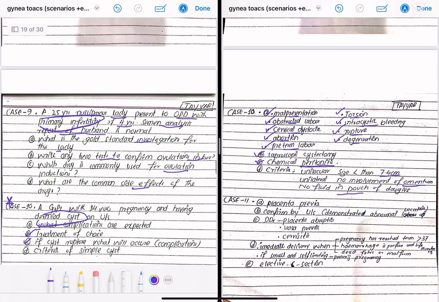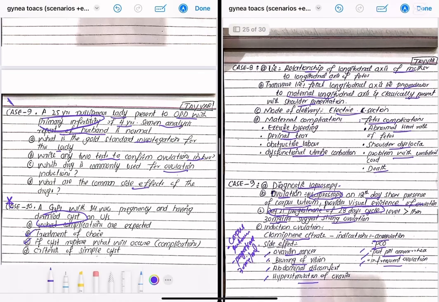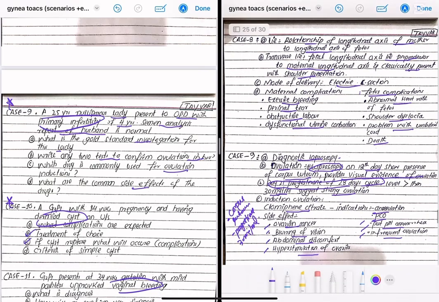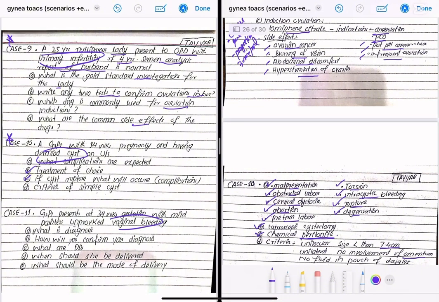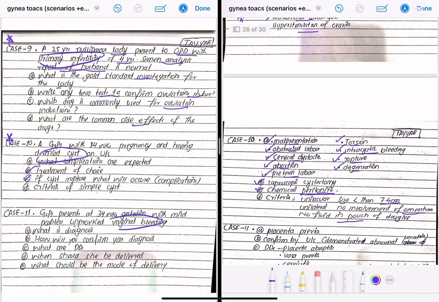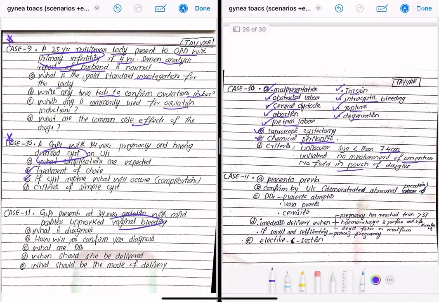So we have discussed case number 9, primary infertility, and case number 10, having dermoid cyst. So cystectomy is done, and if rupture occurs, peritonitis will occur, and the criteria of a simple cyst is that it is unilocular, size less than 7.4 and unilateral, no involvement of the omentum.